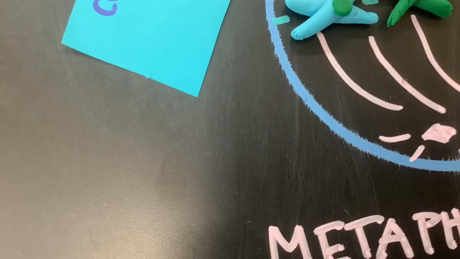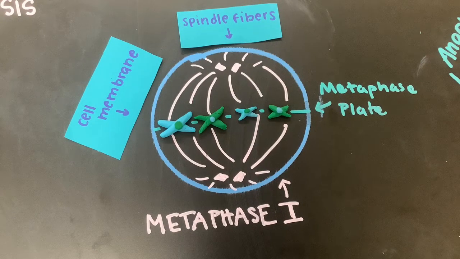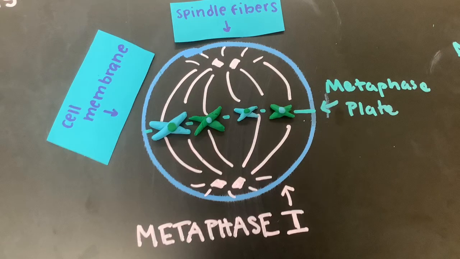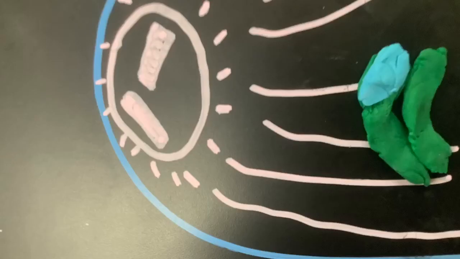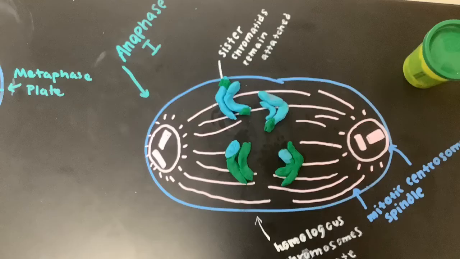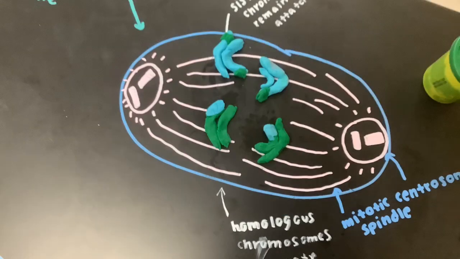After prophase 1, we move on to metaphase 1. In metaphase 1, the chromosomes line up in the middle of the cell, and they are held there by the spindle fibers. After metaphase 1 comes anaphase 1. In anaphase 1, the sister chromatids remain attached, while the meiotic spindle pulls them to opposite poles of the cell. After anaphase 1, we move on to telophase 1 and cytokinesis 1.